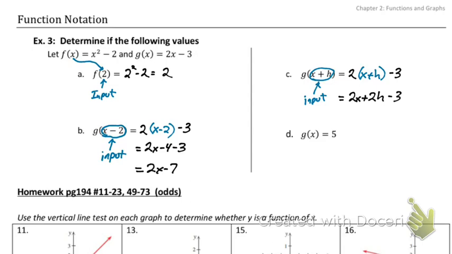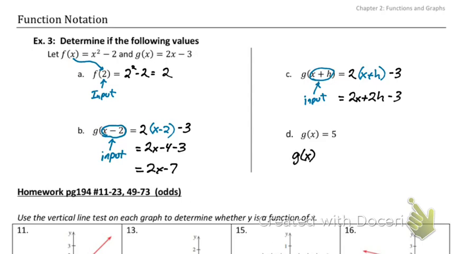And D is as simplified as it gets. Kind of. So D is a little weird. D is saying g of x equals 5. Do they tell us what our x equals in that one? So what they're telling me is the output equals 5. So let me rewrite what g of x equals down below it. Sometimes that makes a little more sense.